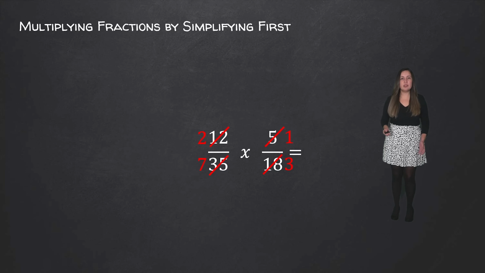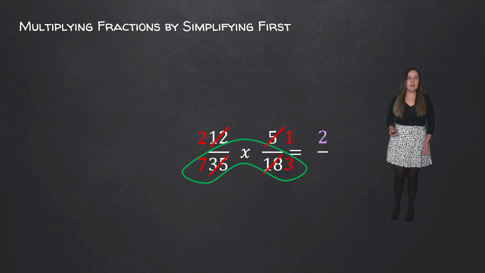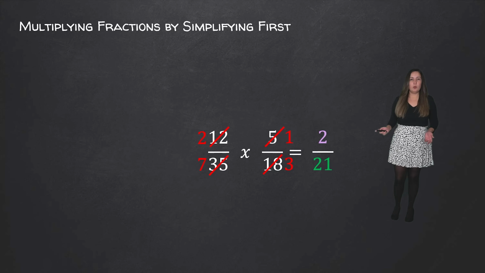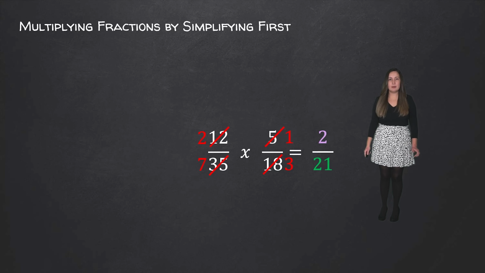So now we're going to multiply our new numerators. So 2 times 1 is equal to 2, and 7 times 3 is equal to 21. And that's our final answer. So when we simplify before multiplying, we don't have to simplify at the very end. And that's it for multiplying fractions by simplifying first.